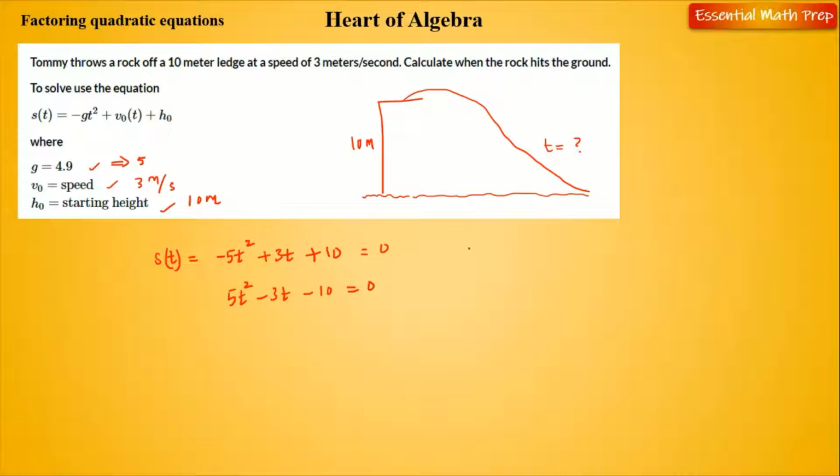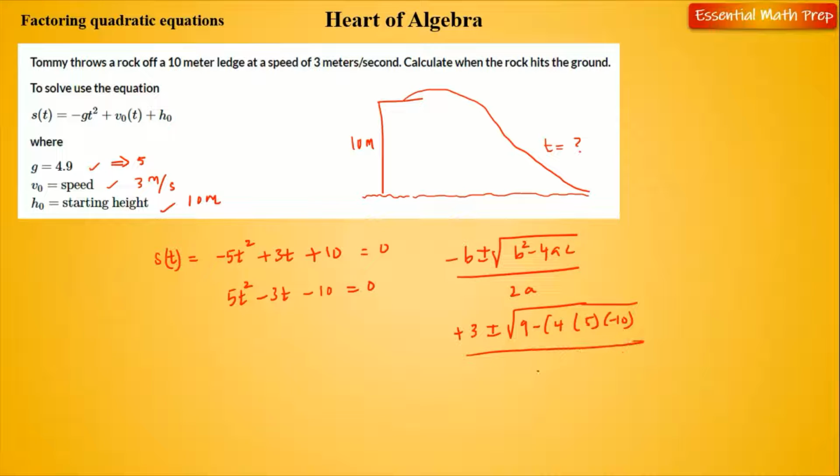So let's solve it. We have to use the quadratic formula: minus b plus or minus the square root of b squared minus 4ac, over 2a. So that means it's plus 3 plus or minus the square root of 9 minus 4 times 5 times -10, over 2 times 5, which is 10. So it's 3 plus or minus the square root of 9 plus 200, over 10. So it'll be 3 plus or minus the square root of 209, over 10.